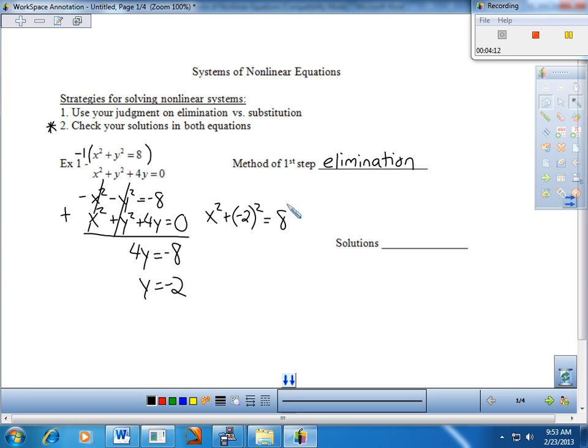And then equals 8 right there. And that's looking pretty good. I'm going to go ahead and expand this out a little bit. We should get our 4. Have it as x squared equals 4. Sound good to you?